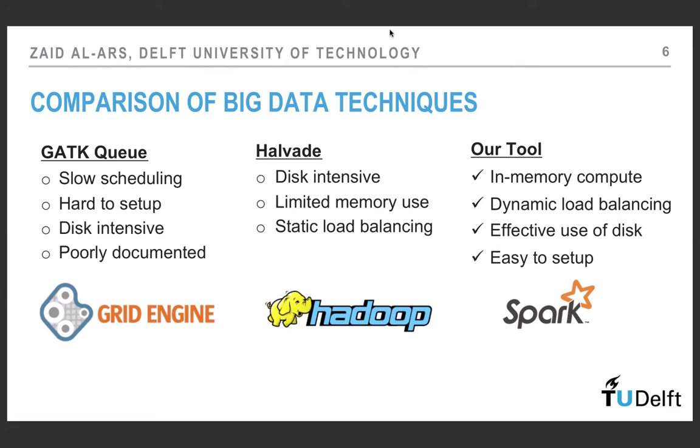Our approach is based on Apache Spark, which is an in-memory big data analytics framework. It allows dynamic load balancing, which improves the parallelization capabilities and increases the efficiency of the analysis. It effectively uses in-memory data and also has effective use of disk. And it's also rather easy to set up since Spark is becoming a standard in big data analytics.